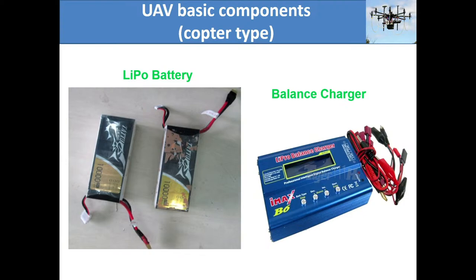There are some alternate sources of power also. Sometimes you can put a small generator and it can be petroleum based also. Those things you need not worry about, because whatever model you will work with is mostly battery powered. So these are the batteries you can see for this aircraft, and this is a charger.